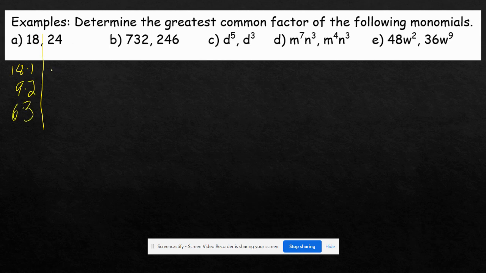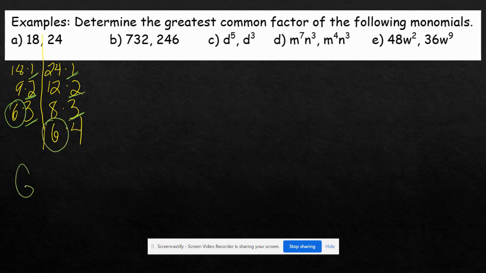What can we multiply to make 24? Or the factors of 24? 12 and 2, 8 and 3, 6 and 4. So we want the biggest number. 1, they both have. But 2 is bigger than 1. 3 is bigger than 2. 6, though, is the biggest. So our greatest common factor would be 6 for 18 and 24.